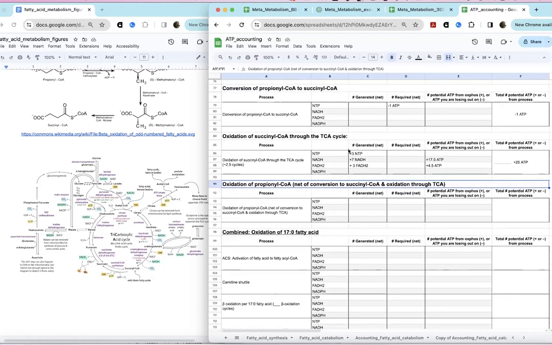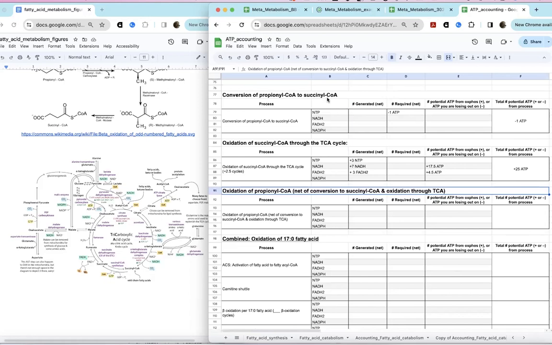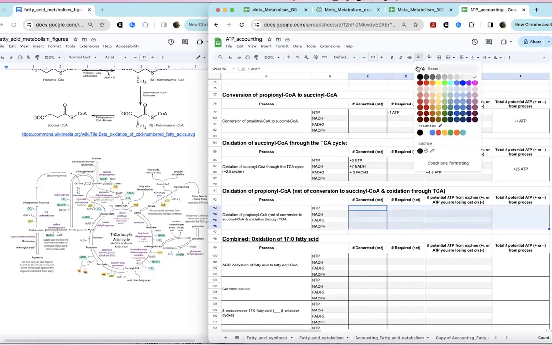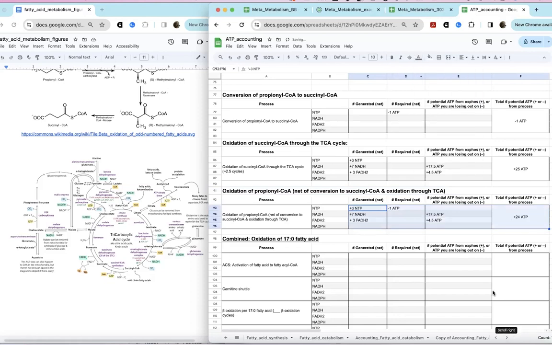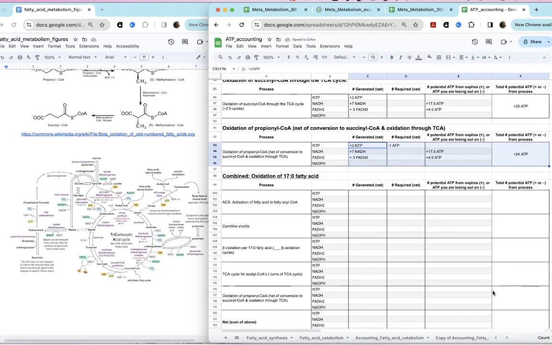Okay, so if we combine those two, so we combine that we have to convert propionyl-CoA to succinyl-CoA and then oxidize that through the TCA and our oxidative phosphorylation, what we're going to get is 25 minus 1. This is going to give us 24 ATP on net. And now let's combine it all.